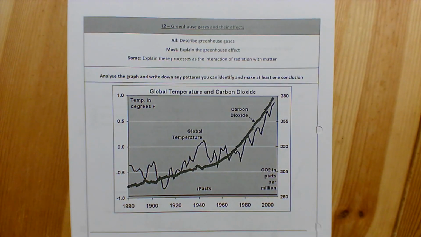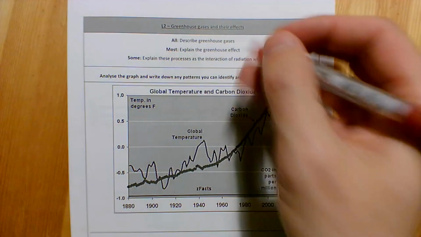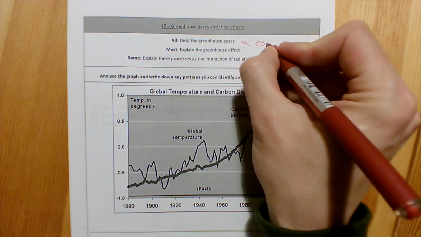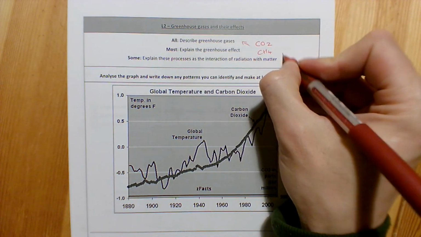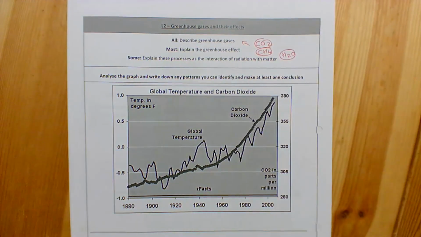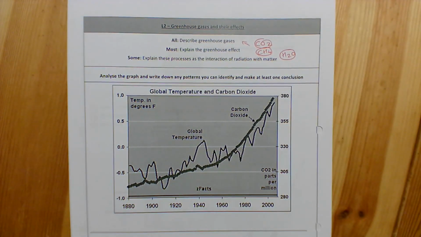In this lesson we're going to look at the greenhouse gases and the greenhouse effect. And the first thing we need to clarify here is that as far as AQA are concerned, there are three greenhouse gases. Okay, so we have carbon dioxide, methane and water vapor. Those are the three greenhouse gases. Carbon dioxide, methane, water vapor.